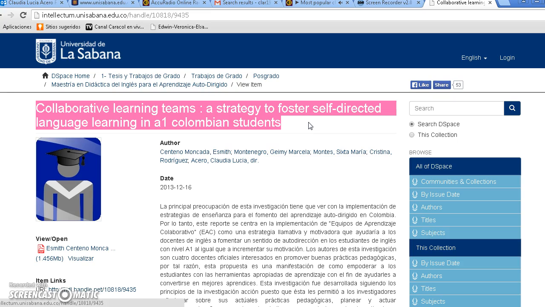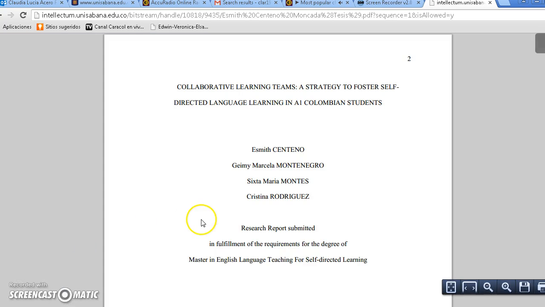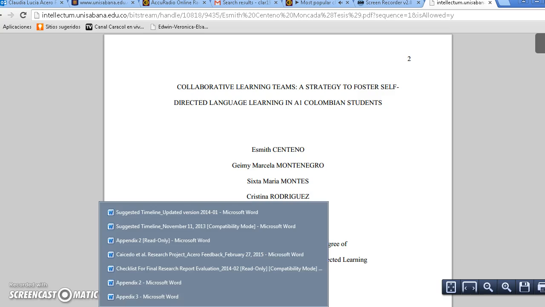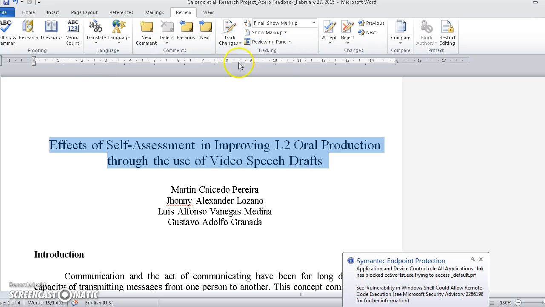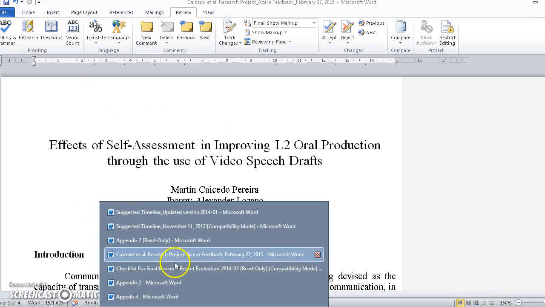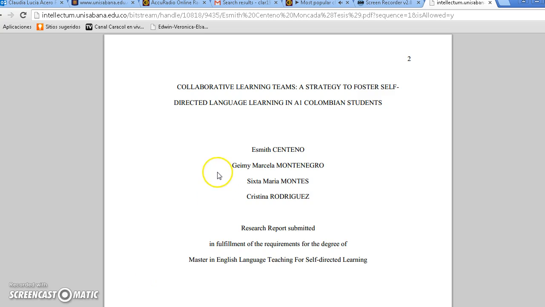What I want to do is compare what you sent me today and what we have to actually work on. For the moment you have a wonderful topic: effects of self-assessment in improving language oral production through the use of video speech drafts. It might be redefined, but anyway it's an important document and an important title, and I think it's very interesting.